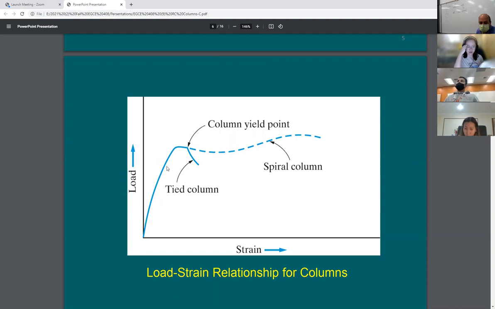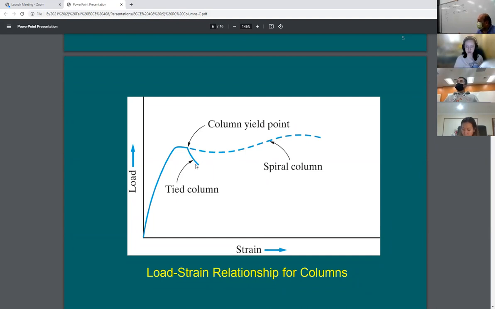You have this elastic response at the beginning. At a certain point, the column is going to start to yield, right? Tied columns can stay a little bit with you. Why? Because what's going to happen? You know the tie closure, you're going to have the tie hooks. They're going to start to open up a little bit. The axial compression wants to strain laterally. It's going to open the ties a little bit.